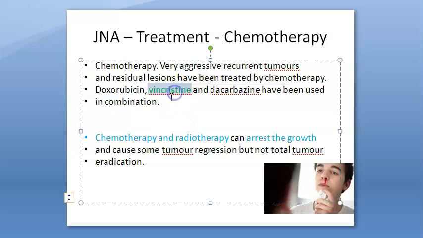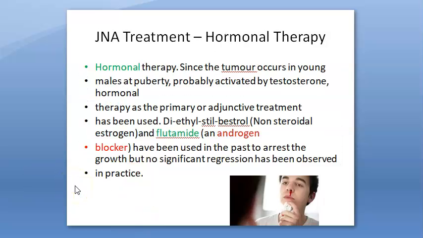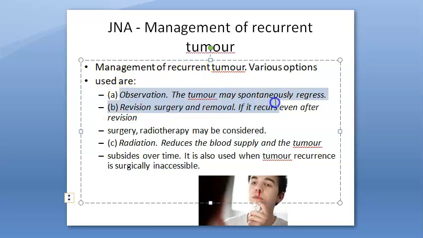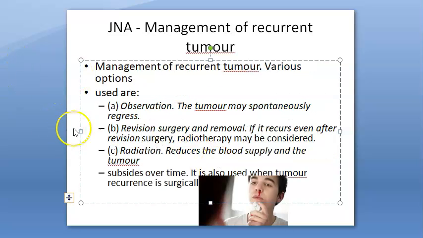Right? Chemotherapy, they are giving vincristine. You can remember one name, otherwise you can remember the others also. All these can arrest the growth. Okay. Basically, in management of recurrent tumor, what did you say? Observe, revision surgery, removal, recur. Okay. Then radiotherapy. Radiation reduces blood supply. Okay. So that's all, guys.